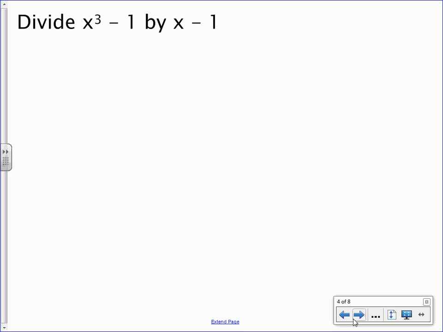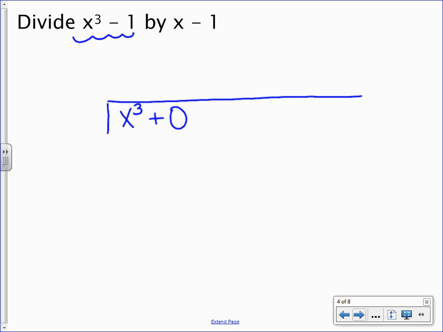Look at our dividend, x cubed minus 1. We're missing some terms, aren't we? What do you have to do if you're missing terms? You need to put something in their place. So we have x cubed plus 0x squared plus 0x minus 1. And we're dividing by x minus 1.